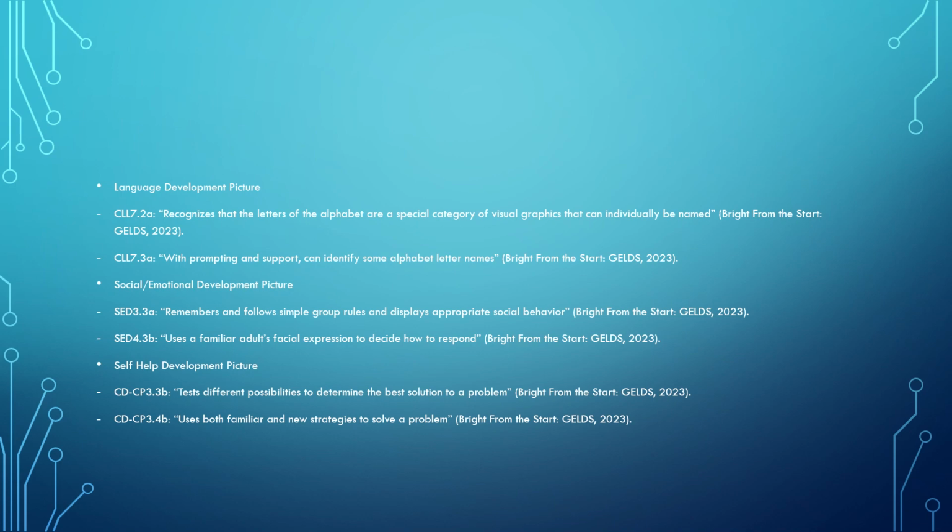And then the GELDs that I chose for the social and emotional development picture are SED 3.3A and SED 4.3B.